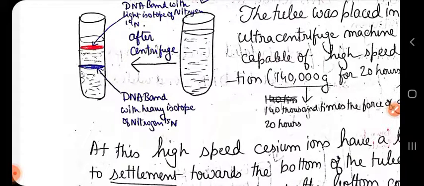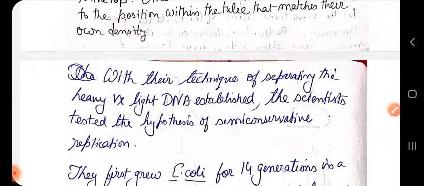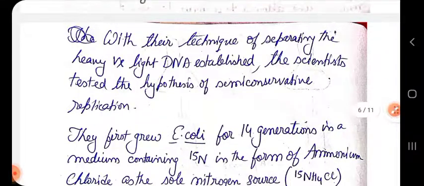So scientists used this trick to show the mode of nature of DNA replication. Let us see what they have done. With this technique of separating heavy and light DNA established, the scientists tested the hypothesis of the semi-conservative nature of replication, because Meselson and Stahl were keen to do experiments based on the Watson and Crick model, which strongly suggested that DNA replication occurs in a semi-conservative manner. So, how can the semi-conservative nature of DNA replication be proved here?